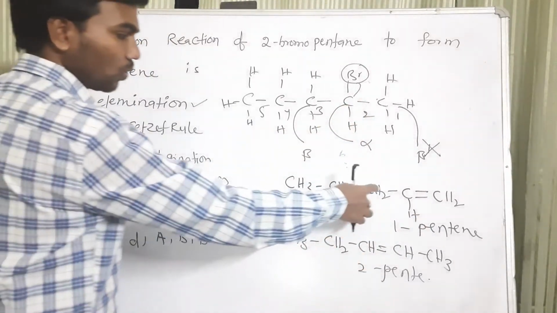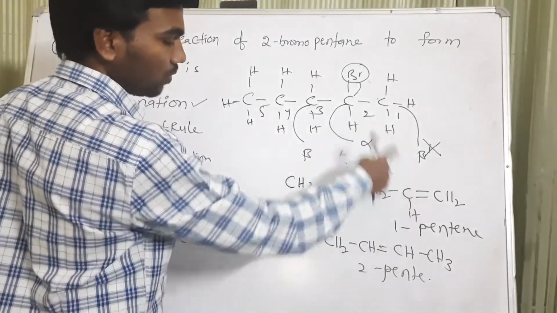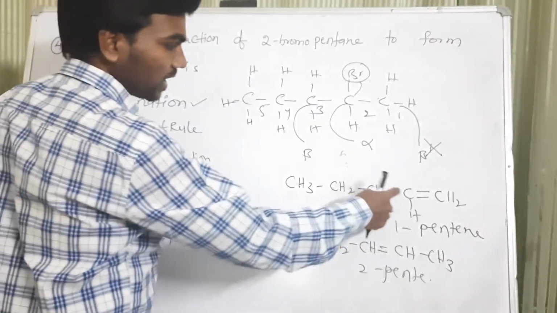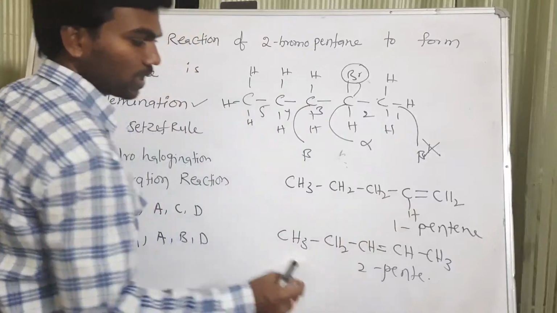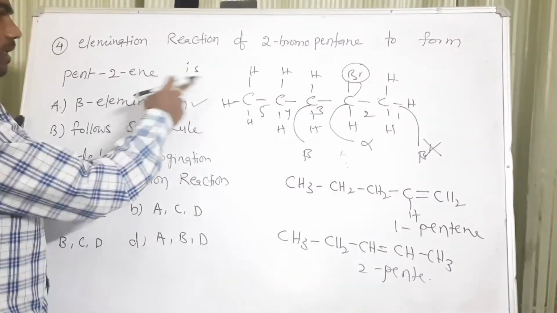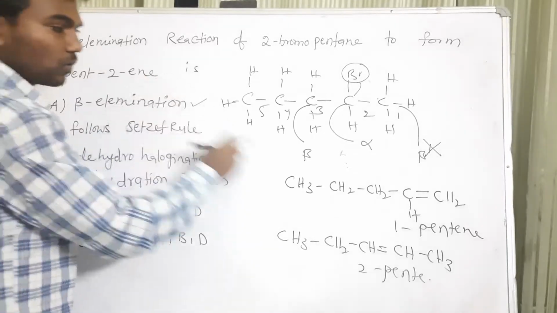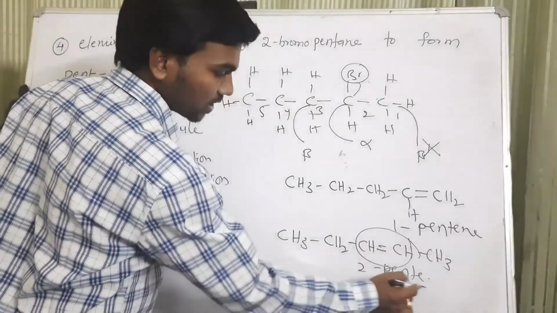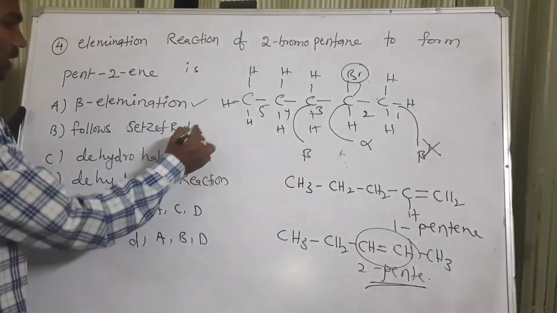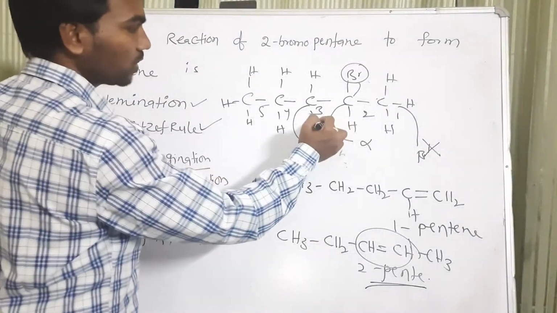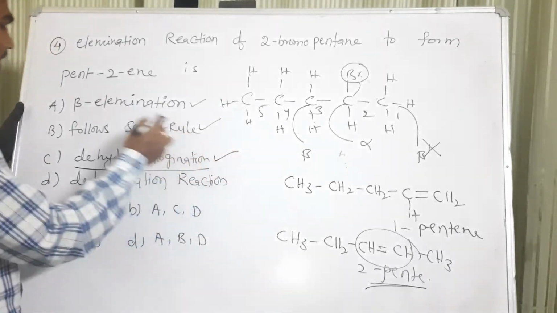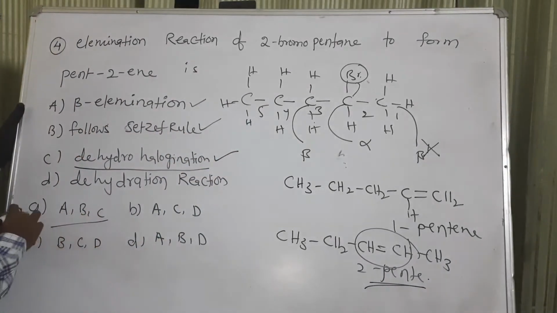So the rule is: when there is a chance to form 2 alkenes, the highly substituted alkene is more stable. Here they are asking exclusively for 2-pentene, which is the highly substituted alkene, so this one is the major product. The major product is formed according to the Saytzeff rule, so it follows the Saytzeff rule also. And next, dehydrohalogenation: here hydrogen and halogen are eliminated, so we call this a dehydrohalogenation reaction. So it is following A, B, C, which means option A is right.